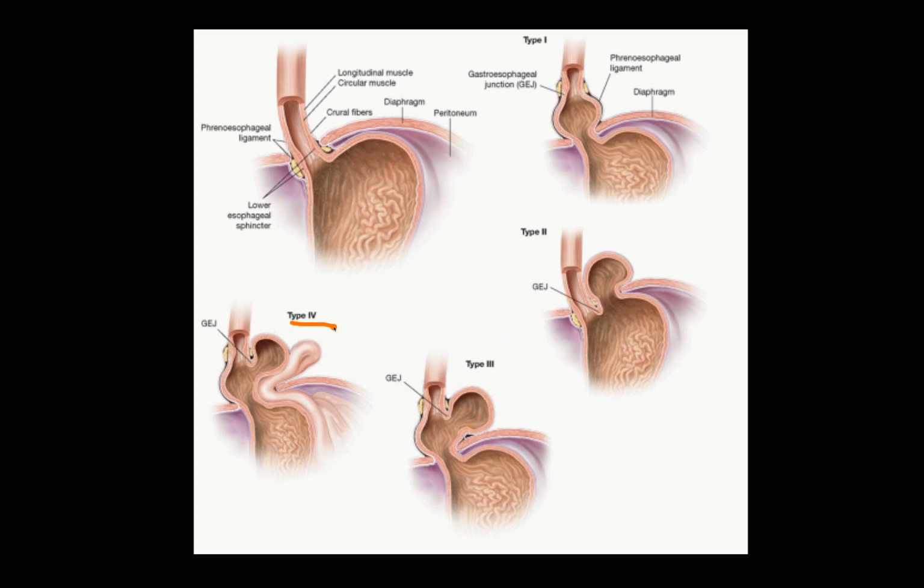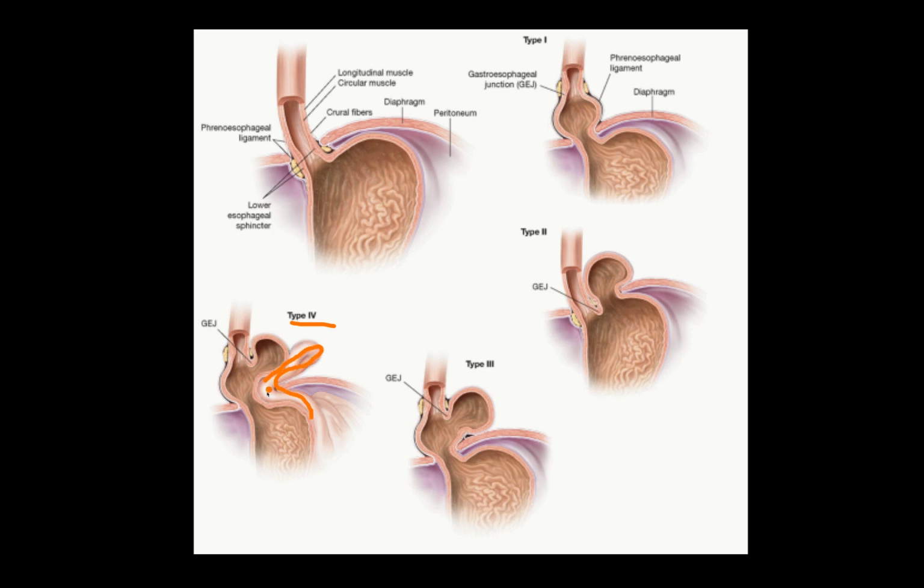Finally, type 4, sometimes called giant paraesophageal hernias. What makes them a type 4 is the inclusion of, first of all, we have a type 3. Our gastroesophageal junction is out of place. It's slid up. We have our paraesophageal herniation of the fundus, but we also have other organs.